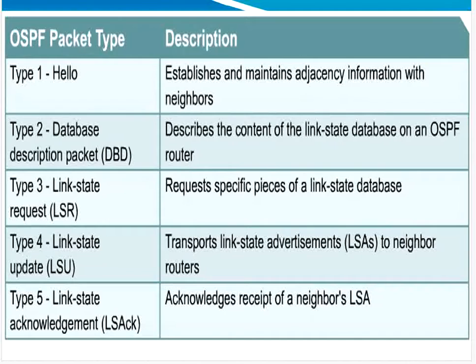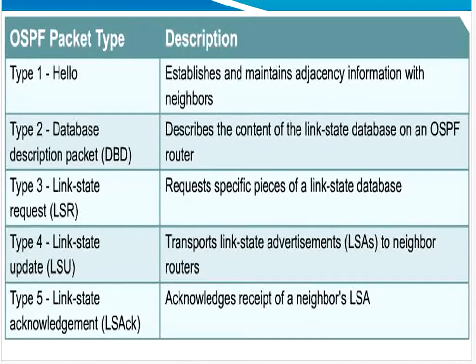Type 4 is the link state update. This packet transports the link state advertisement to the neighbor router. And type 5 is the link state acknowledgement. This packet acknowledges the receipt of the neighbor's LSA. So these 5 types of packets are used under the OSPF protocol, and they have different functionality.